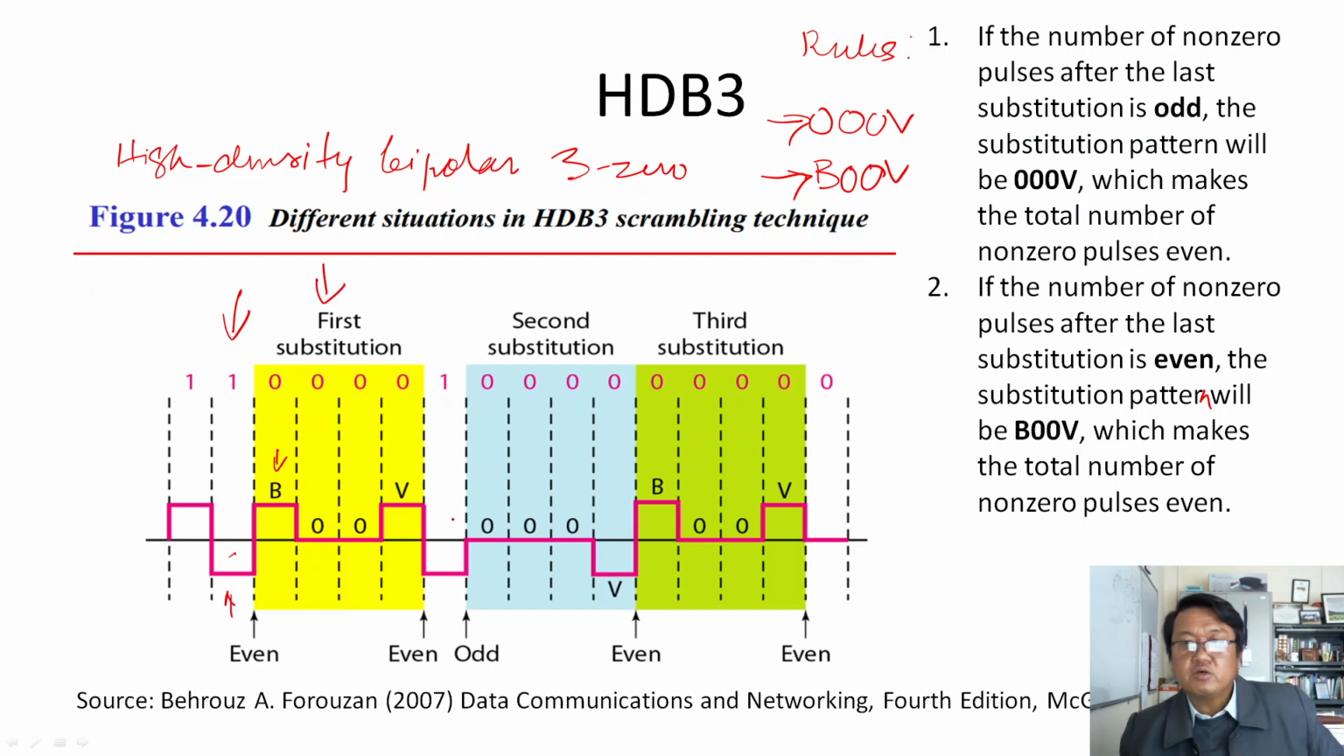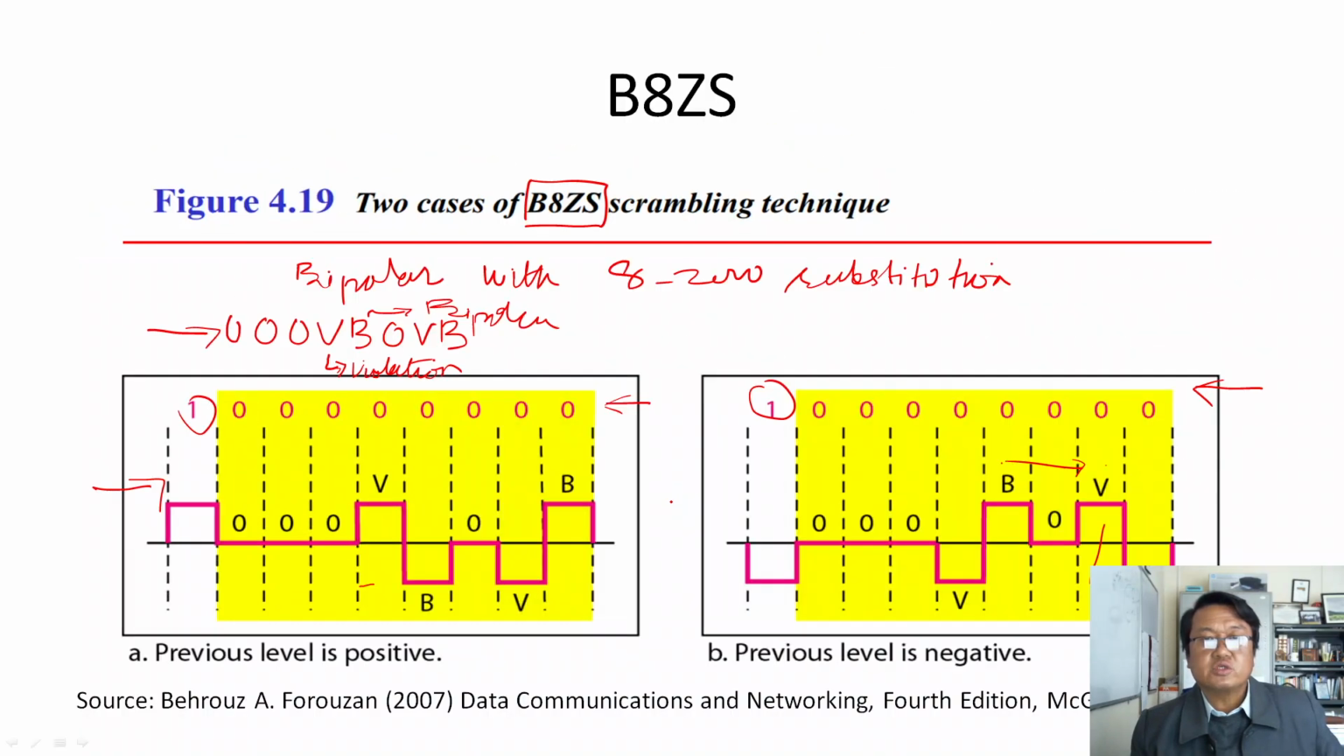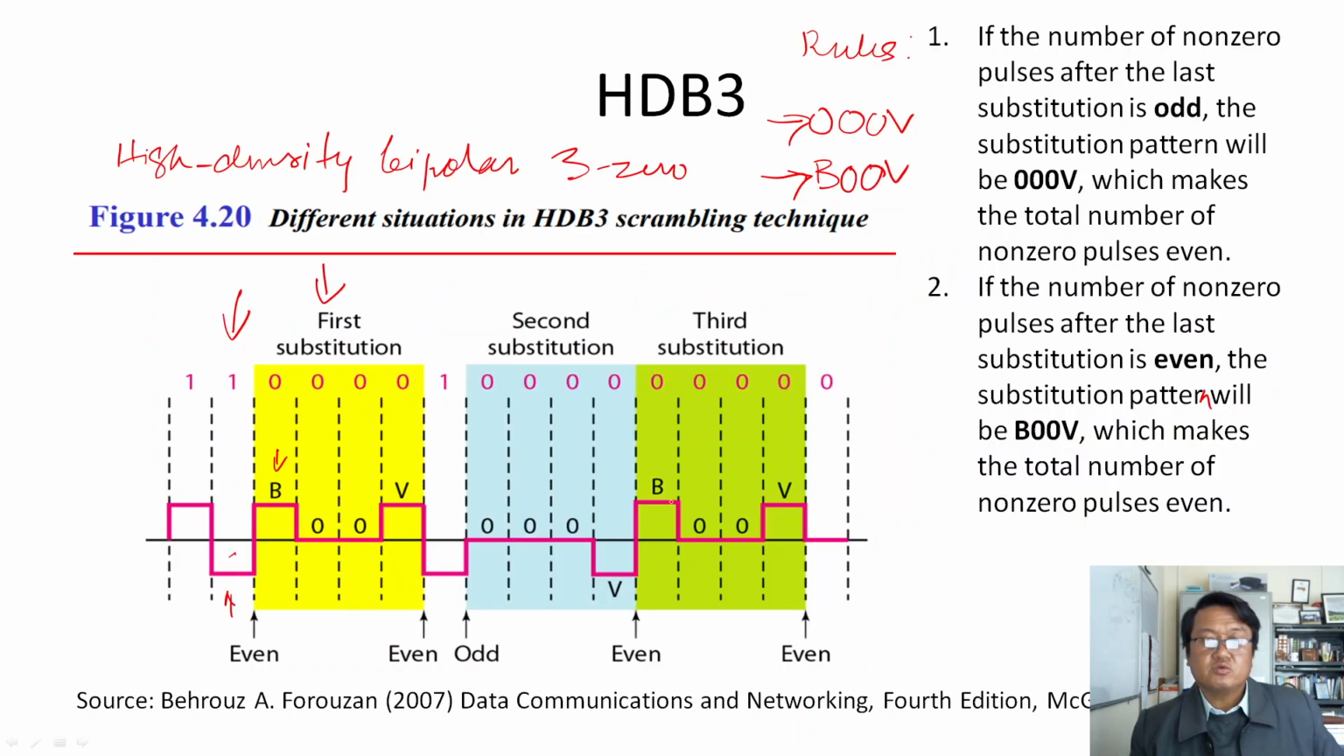Now, if we look at this, the next substitution: if the number of non-zero pulses after the last substitution is odd, the substitution pattern will be 00V. Since it is odd, so 00V. Again, similarly, we have this B00V again. So these are the two techniques of scrambling.